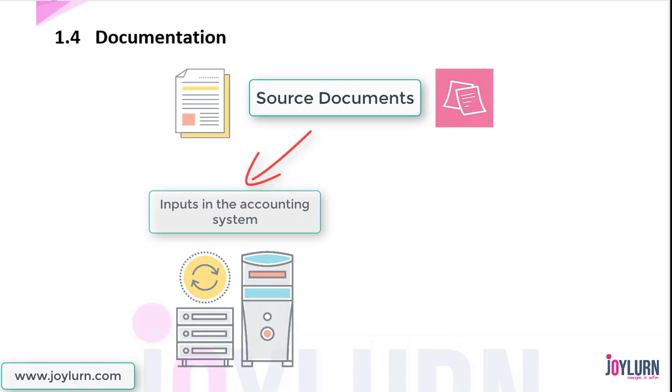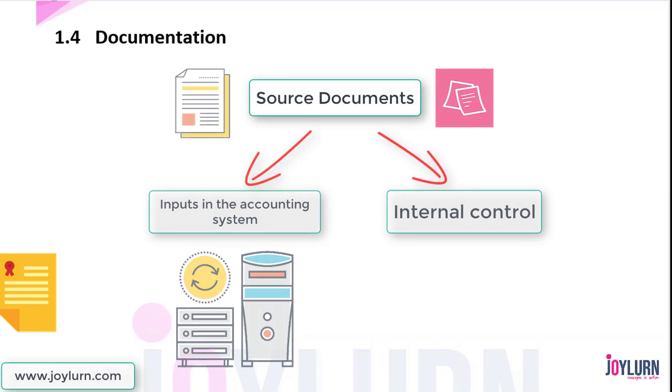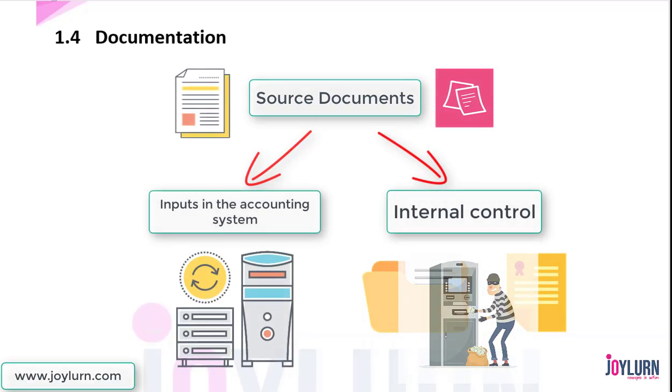One, they form inputs into the accounting system so that the transactions they record can be entered into the first of the accounting records, that is the journals. More on it in chapters 3 and 4. Number two, they assist internal control of the resources of the business, making sure that there is documentary evidence to support the purchase or sale of items and the receipt and payment of money. That is, it makes it more difficult for people to misappropriate or steal cash or other items.